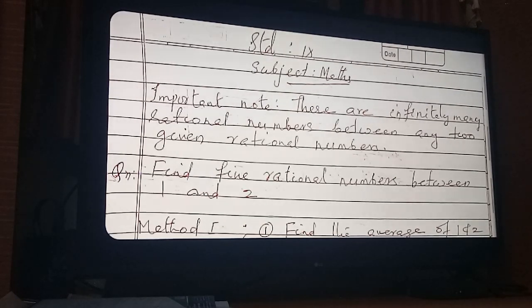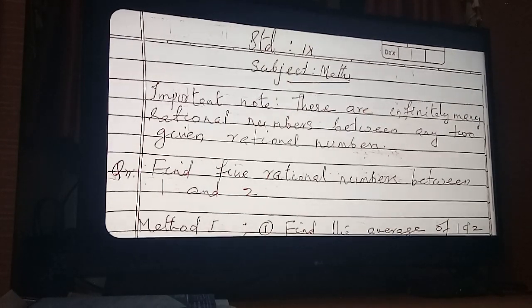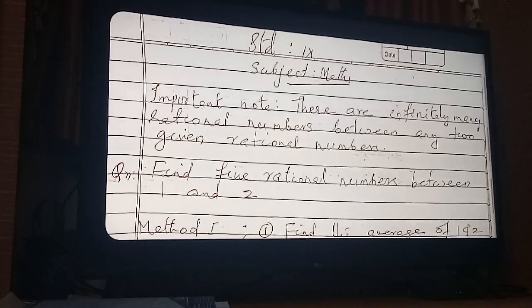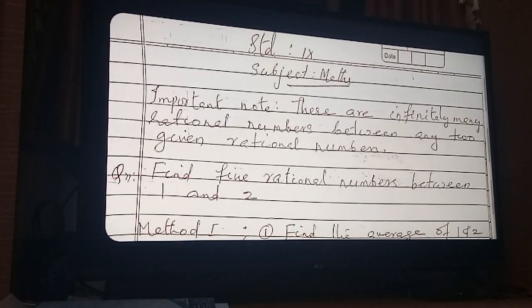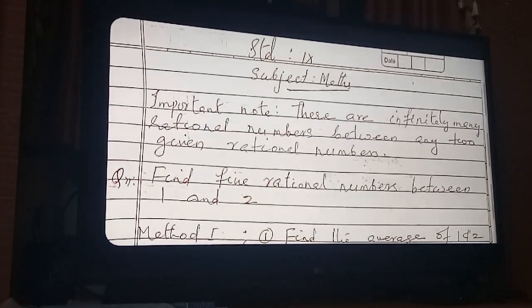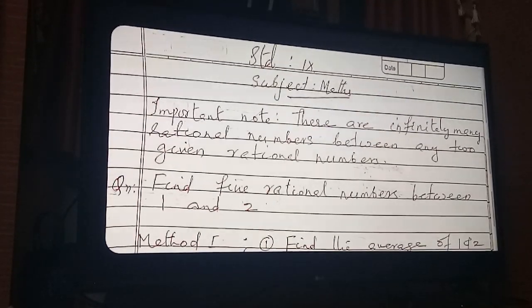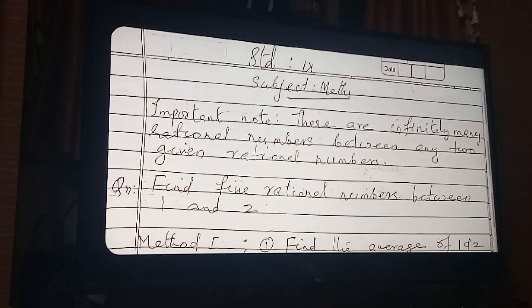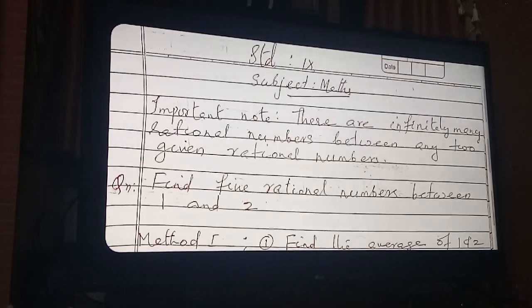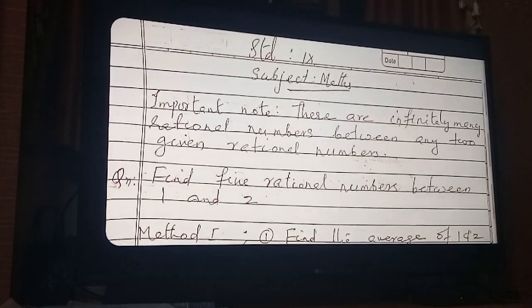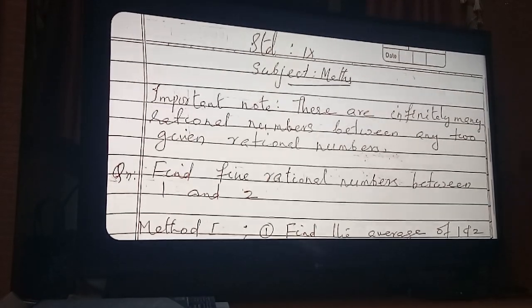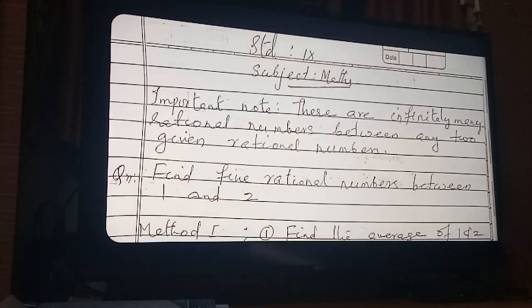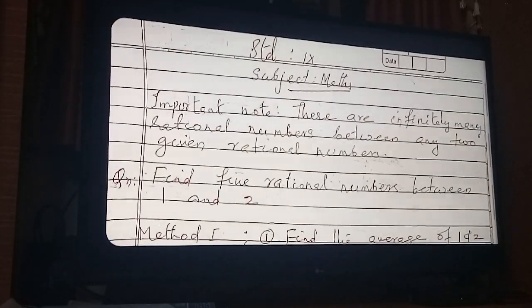Okay? Between 1 and 2, I will say the numbers. You may also have thought 1.1, 1.2, 1.3, 1.4, 1.5, 1.6, 1.7, etc. These all are rational numbers. Rational numbers, you know the meaning. What is meant by rational numbers? Say along with me: the numbers which can be expressed in the form p by q, where p and q are integers and q is not equal to 0.